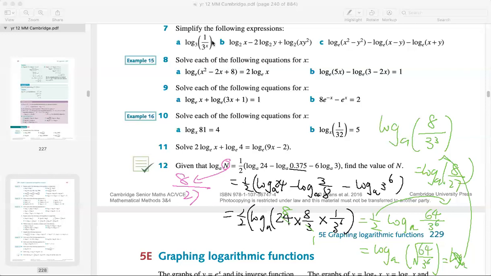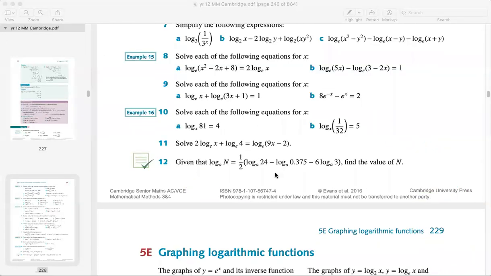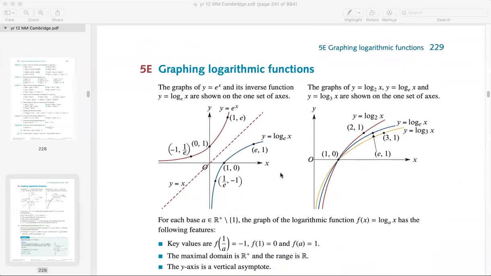For the next one, we're going to talk about the graph for log functions with transformation, and I will help you guys with some tricks to help you draw the logarithm function.